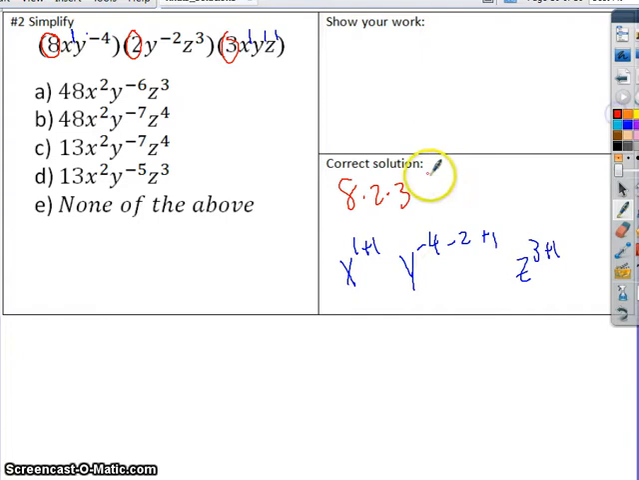So altogether that is 8 times 2 is 16, times 3 is 48. So I can cross out these two. 48, x to the second, y to the negative 6. Negative 6 plus 1 is negative 5. Z to the 3 plus 1 is 4. So this looks like a none of the above to me. I like the negative 5. This part is right, but this part is wrong. So this is a none of the above.